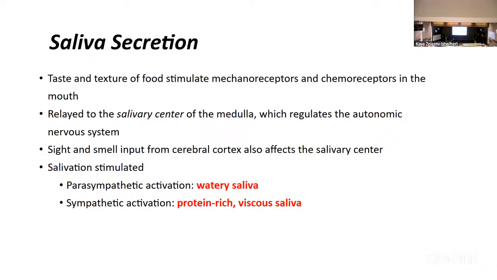So when you're producing that kind of saliva, you may feel that even if you physically have moisture in your mouth, you might be getting dry mouth, this kind of feeling as you're getting nervous and you have this sympathetic activation in your salivary centers.